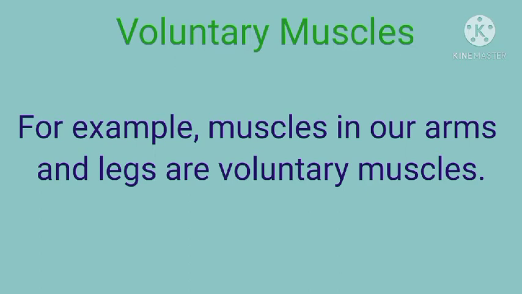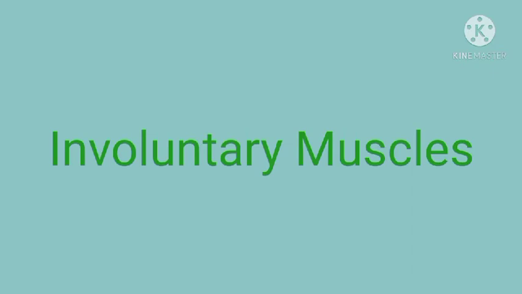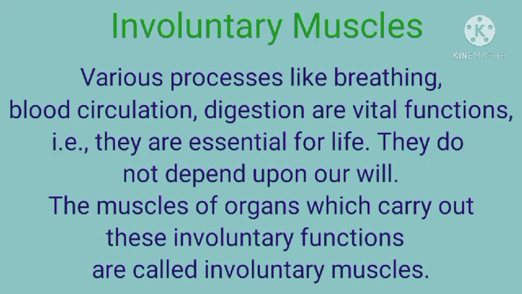The second type of muscle is the involuntary muscle. It means the movement of this muscle does not depend on our will. Processes like breathing, blood circulation, and digestion are vital functions. It means they are very essential for life, and these functions do not depend on our will. They work on their own. They do not follow our commands.